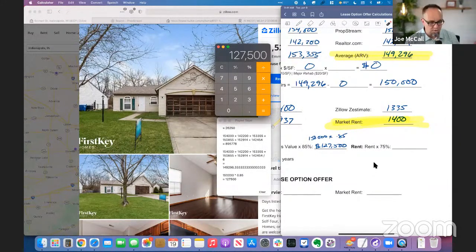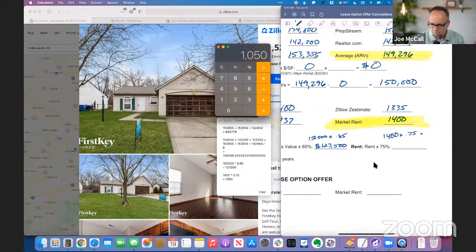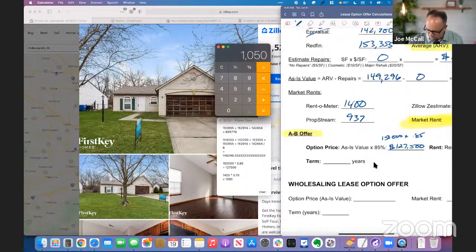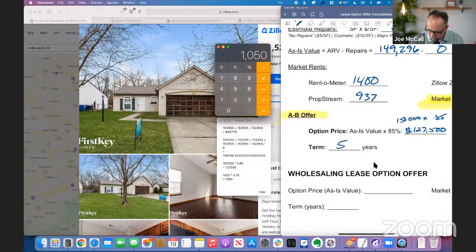I might do $200 a month if it's a good property, good neighborhood, and I know I can sell it quickly and there's a high demand for those kinds of homes. I might do 200. But so the market rent here, $1,400 times 0.75 equals $1,050. All right, now what is the term I'm going to offer?